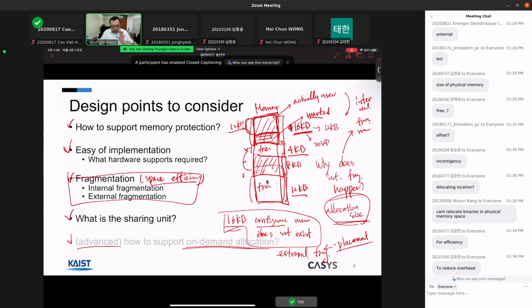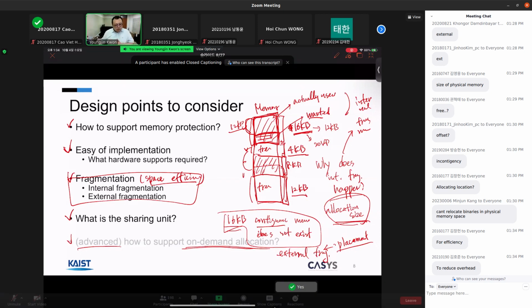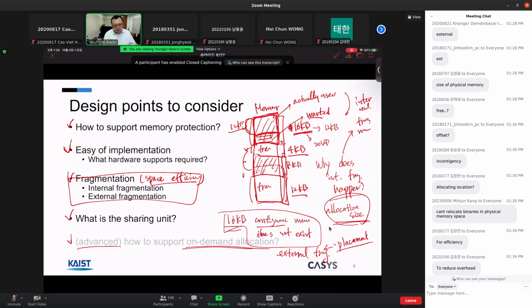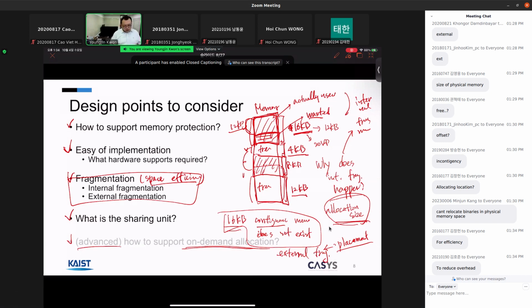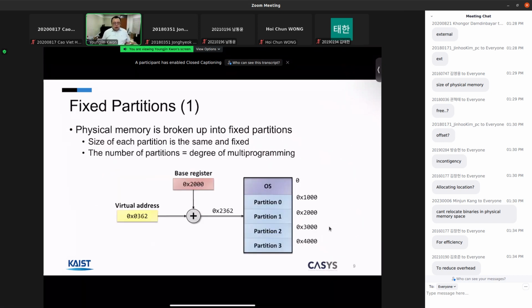Okay. So distinguish the cases of internal fragmentation and external fragmentation. We'll discuss different mechanisms and look at their benefits in terms of internal and external fragmentation. That's the key evaluation and design point. Right, so let's start with the very basics.